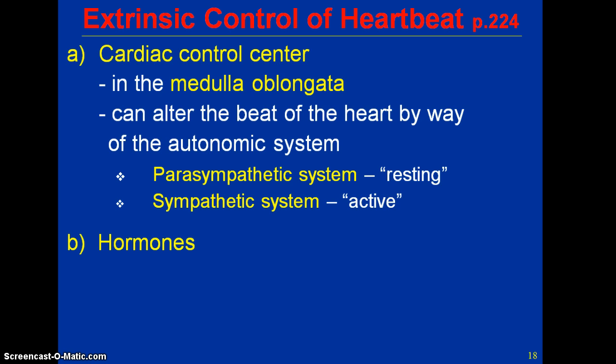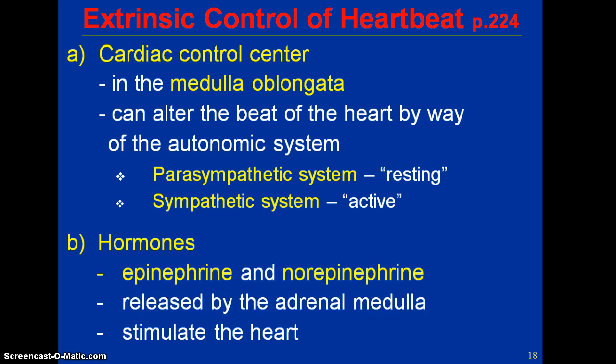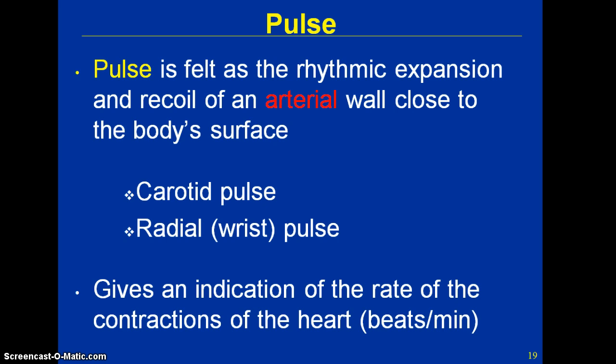The parasympathetic would really act to help decrease the heart rate, whereas the sympathetic nervous system would help to increase the heart rate during times of activity. There are also hormones, such as epinephrine and norepinephrine. They're produced and released by the adrenal medulla, and they will travel throughout the bloodstream to stimulate the heart. You can find more information on this on page 224 as you read through your textbook.